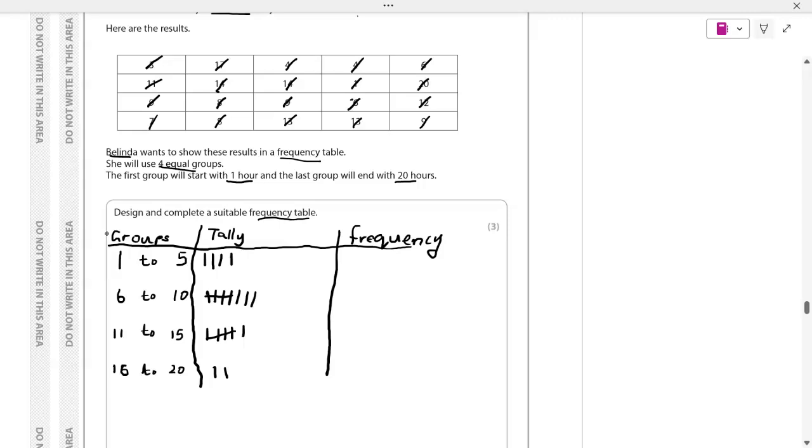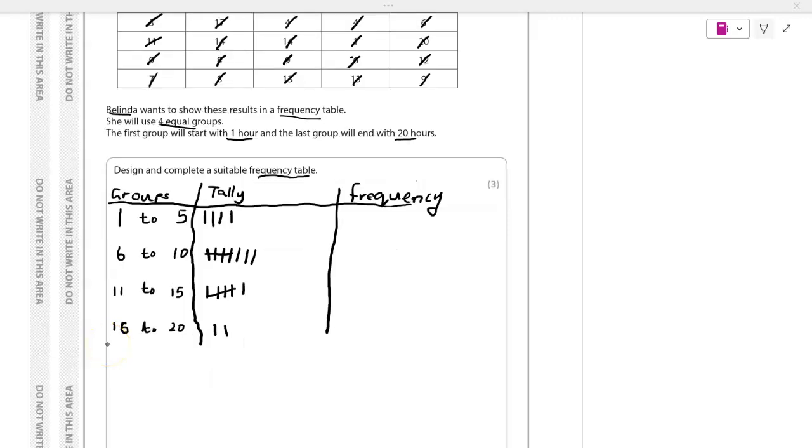This tally is very good. It helps you not to miss anyone. If you don't want to use tally, you can easily count and put the frequency on, but this is the best method. So you can count the tally now. We have 1, 2, 3, 4. We have 5, 6, 7, 8. For 11 to 15, we have 6. And then 16 to 20, we have 2.